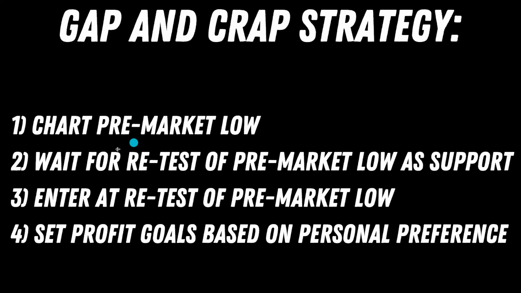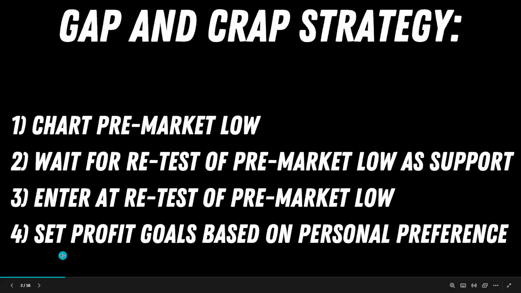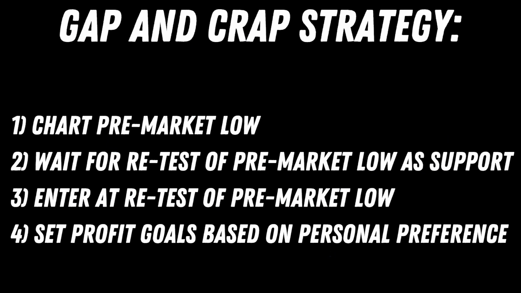The first thing you want to do is chart your pre-market lows. Number two, you want to wait for the retest of those pre-market lows as support, or in this case as resistance actually. Number three, you enter at the retest of the pre-market low. And number four, you set your profit goals based on your own personal preference. Everybody has different risk to reward ratios, different risk tolerance, and different profit goals, so it's up to you to come up with those at the end of the day.